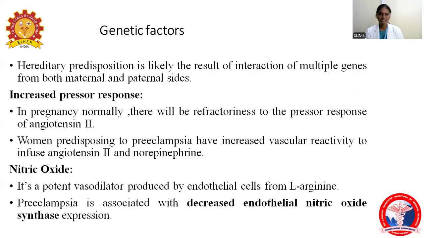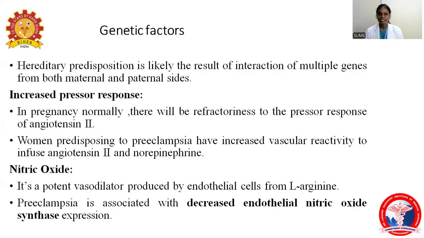Coming to the genetic factors. Hereditary predisposition is likely the result of interaction of multiple genes from both paternal and maternal side. Increased pressure response: in pregnancy, normally there will be refractiveness to the pressure response of angiotensin II. Women predisposed to preeclampsia will have increased vascular reactivity to infusion of angiotensin II and norepinephrine.